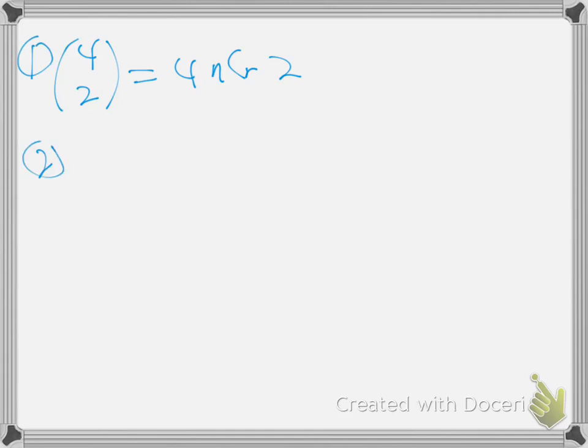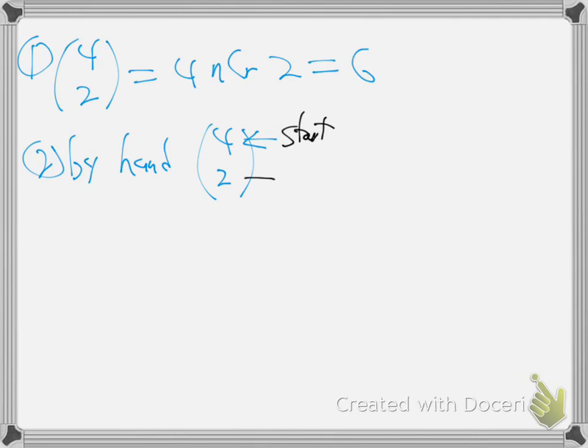Another way, let me show you another way. So let me just do like a 4 choose 2. So 4 choose 2 again is 4NCR2 on your calculator. So that's method number 1. Method number 2 is by hand. By hand, if you want to do 4 choose 2, this will come out 6, 4 choose 2, the first number is your starting number.